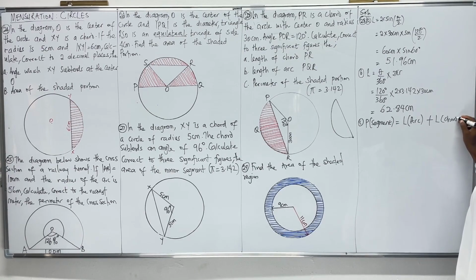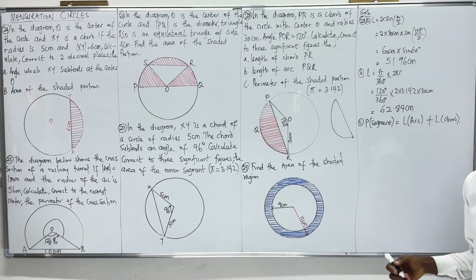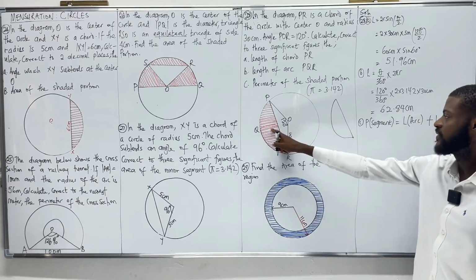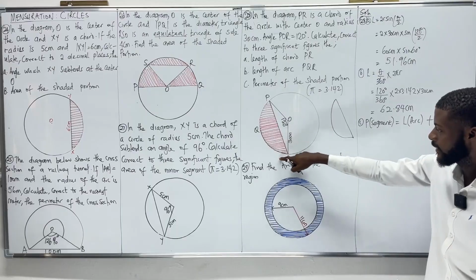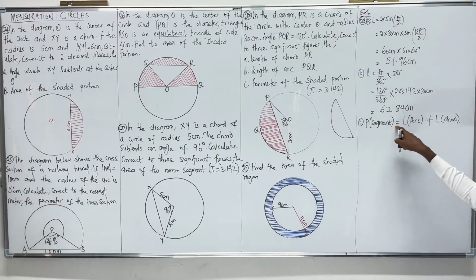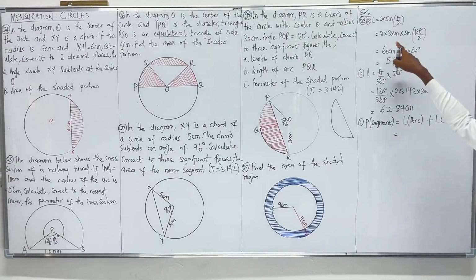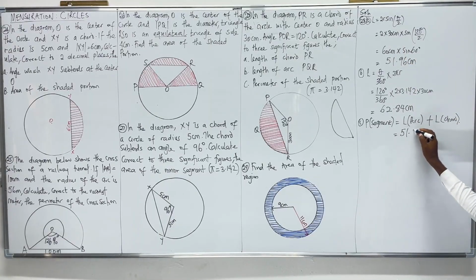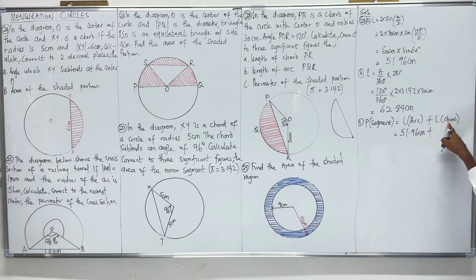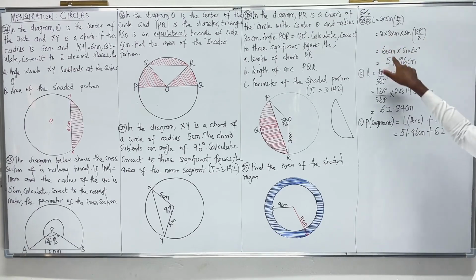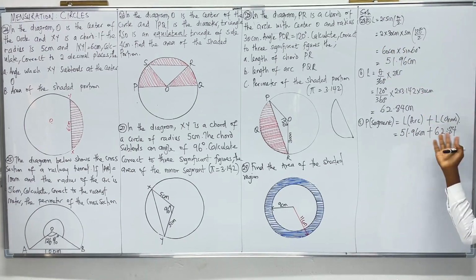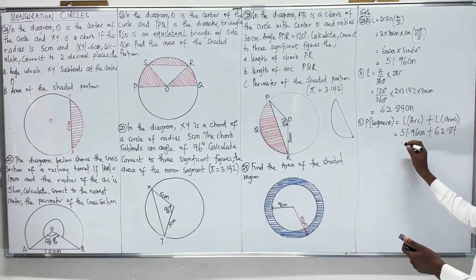So take note. Perimeter is the sum of the sides making up a shape. So this very sector is made up of a curved arc and a chord. So the perimeter is always length of an arc plus length of a chord. So the arc we have solved for it, as 51.96 centimeter. The length of the chord is 62.84. Sorry, I even mixed it up. Anyways, length of the chord, this is the length of the chord. I mixed it up, but it will still be the same thing when you add up.